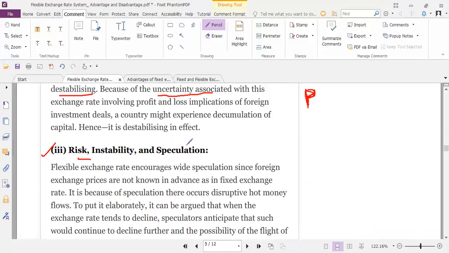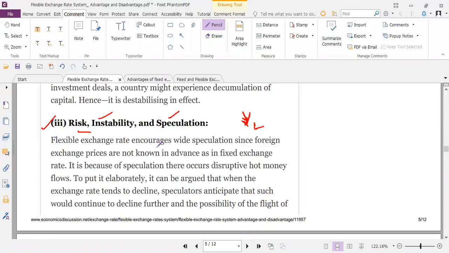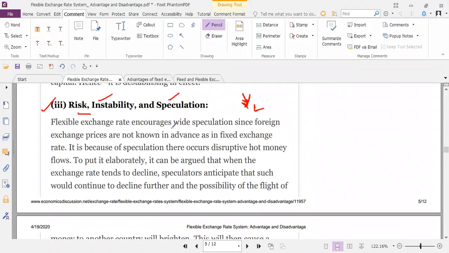There is risk, obviously. If there's uncertainty, again there is a risk. In uncertainty, if you're going to invest huge money, that is a huge risk because there's a high chance of you going through a loss, right? So instability, there's again instability or speculation. Right, doubts, speculations are nothing but doubts. Again, uncertainties, doubts. Okay, flexible exchange rate encourages wide speculation since foreign exchange prices are not known in advance as in fixed exchange rate. So there's wide speculation as prices are not known in advance, unlike the fixed exchange rate system.